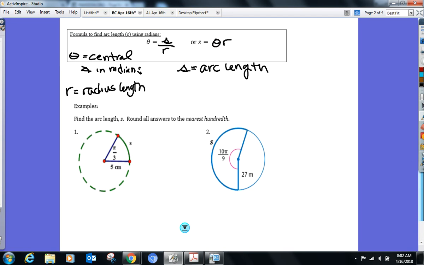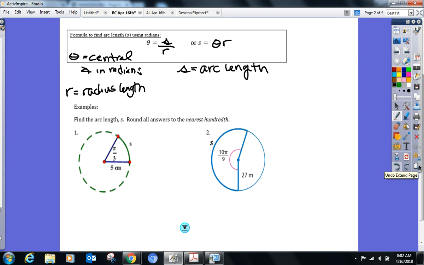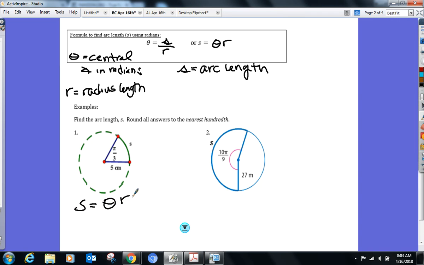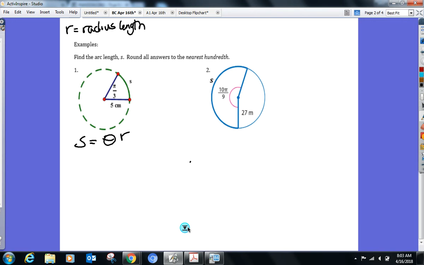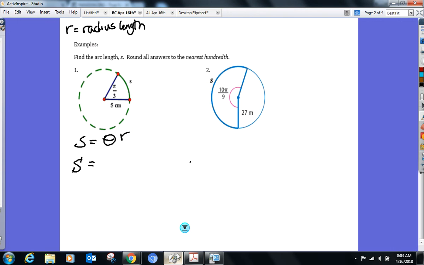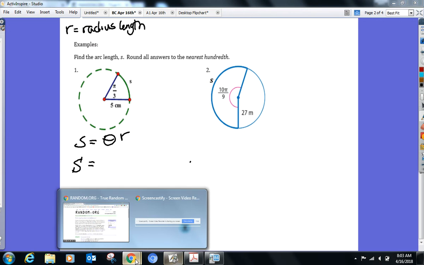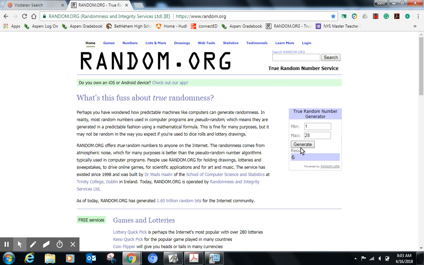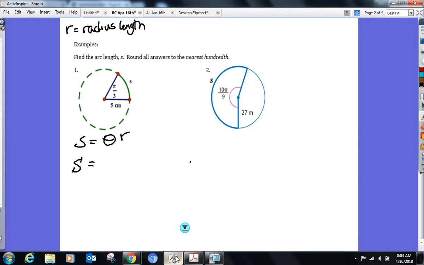All right, we're solving for S. I'm going to keep with S equals theta R. S is the arc length, which is what we're trying to find. Theta, central angle in radians. Central angle that's given in radians. It's pi over 3 radians. Yep, pi over 3 radians times the radius length.